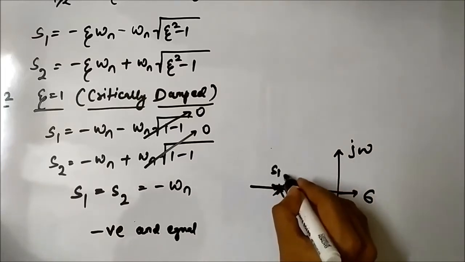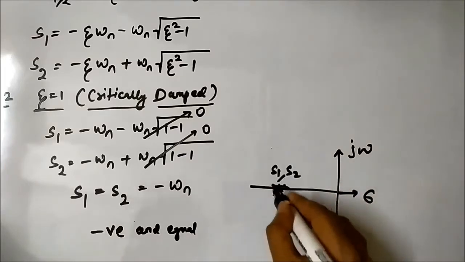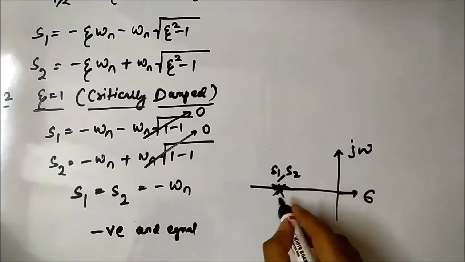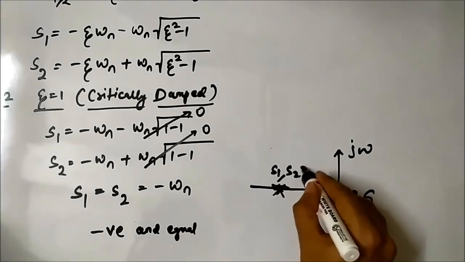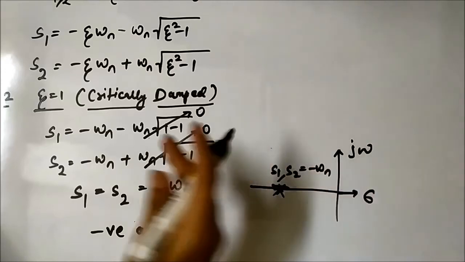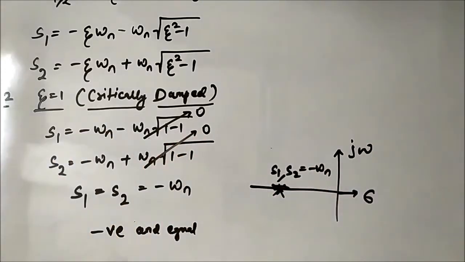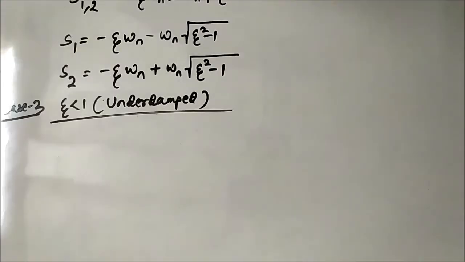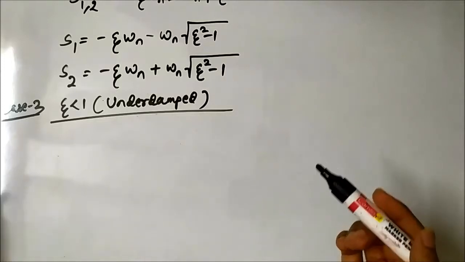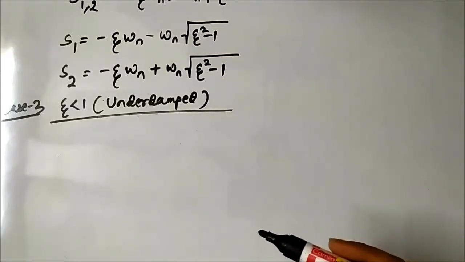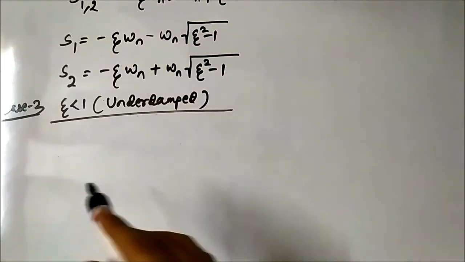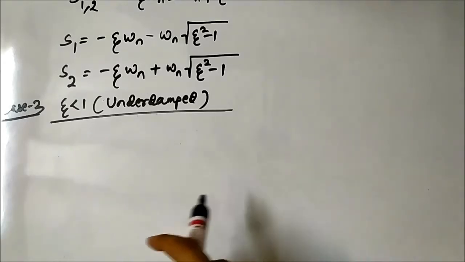Both S1 and S2 are located at the same point, equal to minus omega n. So this is for the critically damped case where zeta is equal to 1. Now let us consider the third case, which is the underdamped case where zeta is lesser than 1.